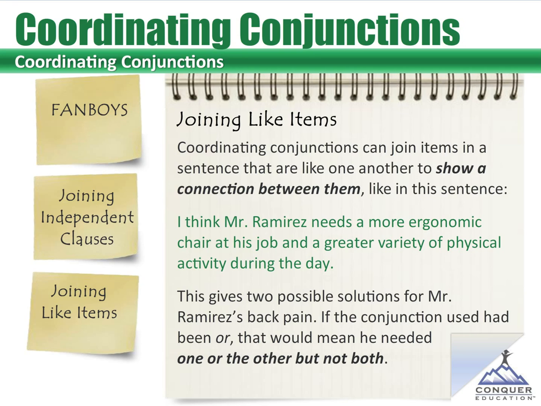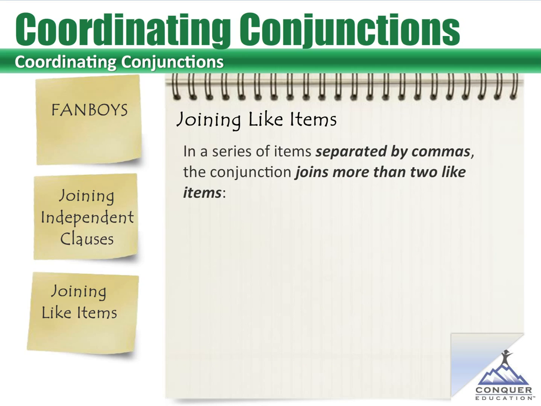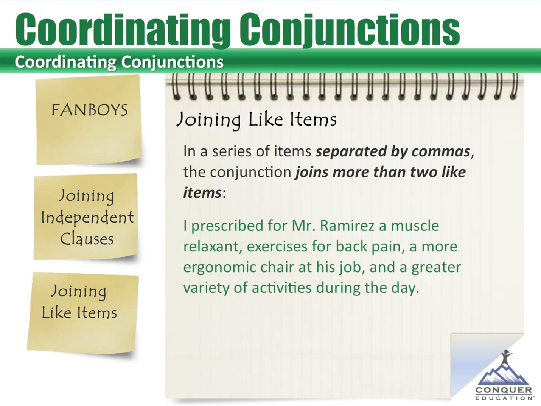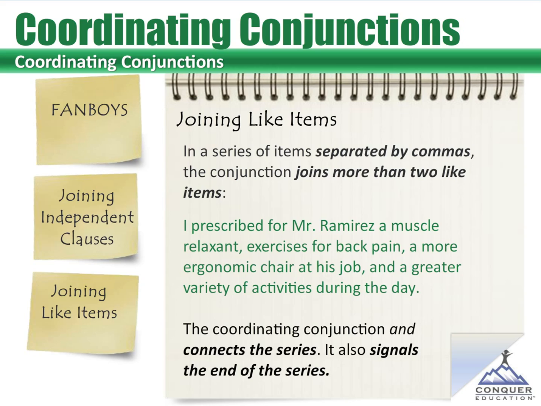In a series of items separated by commas, the conjunction joins more than 2 like items. I prescribe the following for Mr. Ramirez: a muscle relaxant, exercises for back pain, a more ergonomic chair at his job, and a greater variety of activities during the day. The coordinating conjunction and connects the series of items: muscle relaxant, exercises, more ergonomic chair, and variety of activities. It also signals the end of the series.